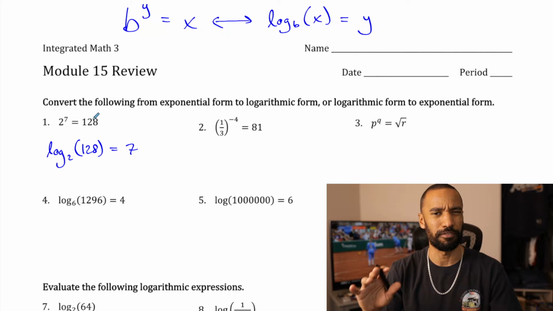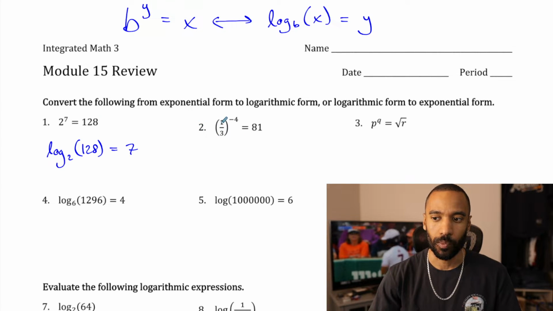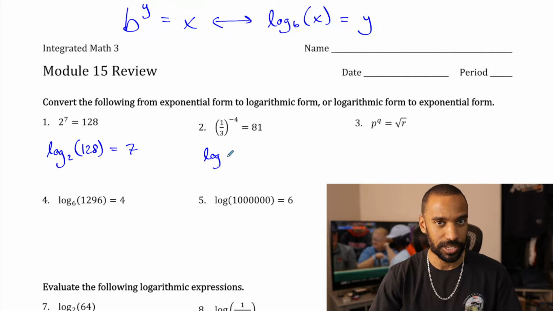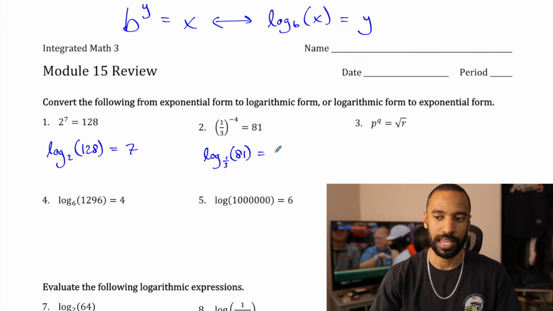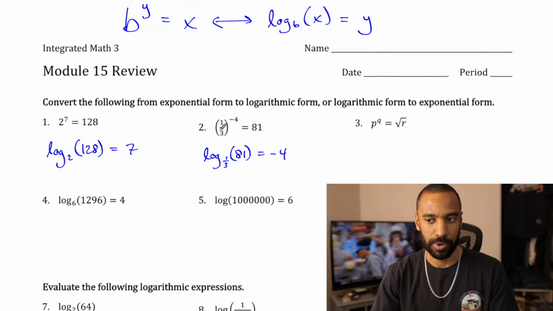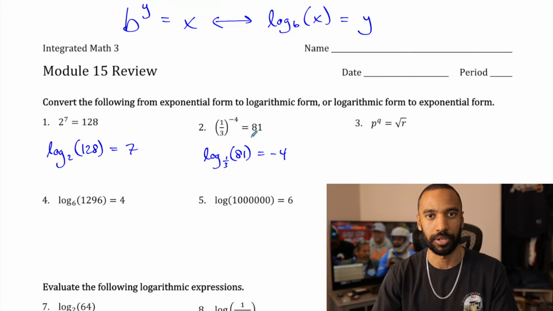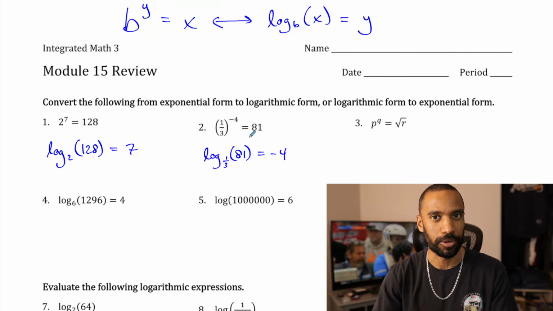I know some people are going to be confused about what goes where and such. Hear out loud what I'm saying. 1/3 to the negative 4th power is 81. Log base 1/3 of 81 equals negative 4. The result is the exponent. 1/3 is the base. The 81 is that last little bit you have to put in there.